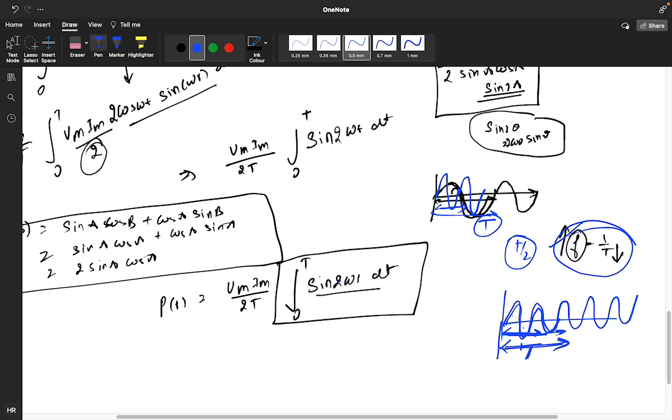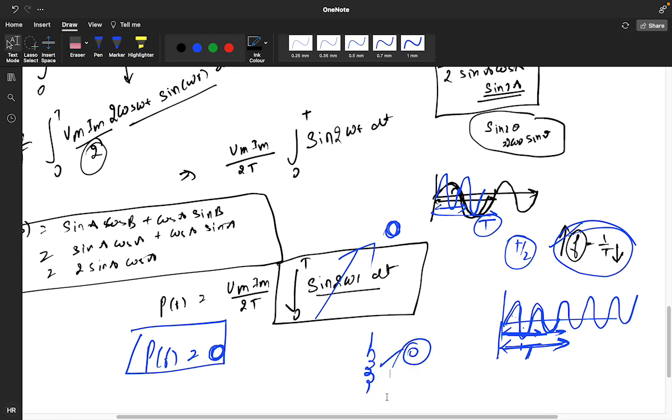So what I am telling, always remember the average integration of any trigonometric function, sine, cosine. I'm talking about sine function, cosec function, sec function. The average over a time period of a sine function, cosec function, is zero. So this is 0, so what you are getting is power 0. So the average power of an inductor will always be 0.